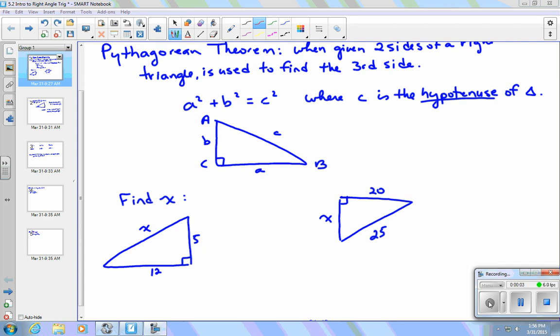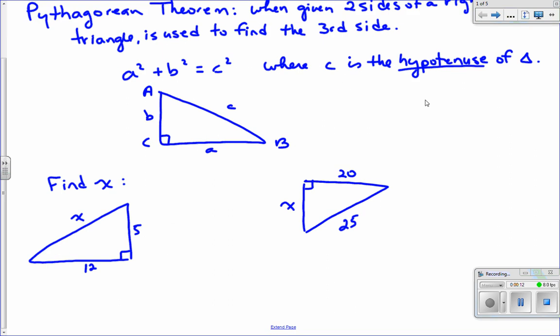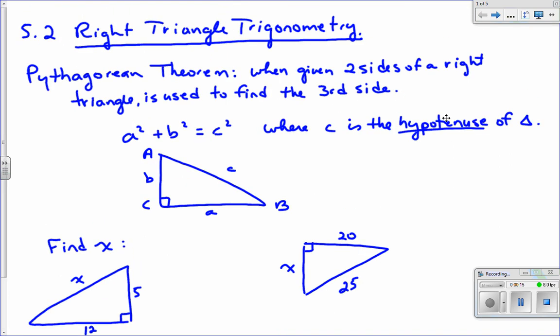Okay, in this lesson, we're going to look at an introduction to right triangle trigonometry. We'll start by reviewing the Pythagorean theorem, which is used when we have two sides of a right triangle and we want to find the third side. The formula is a squared plus b squared equals c squared, where c is the hypotenuse of the triangle, the side across from the right angle.